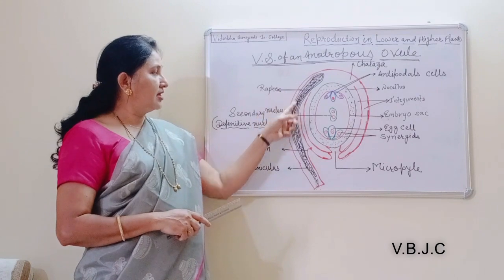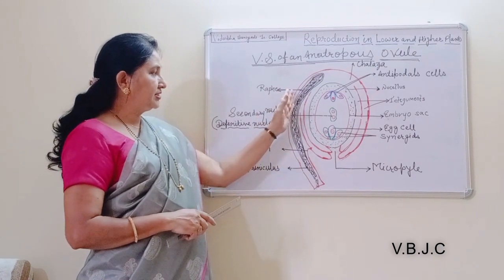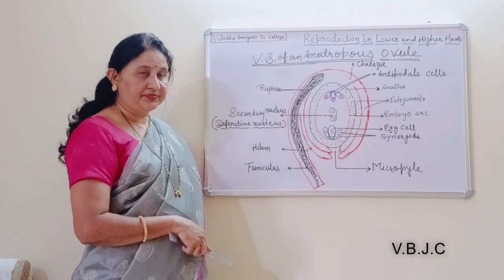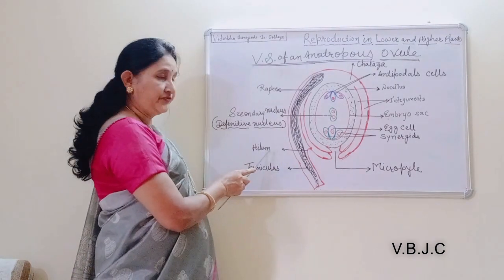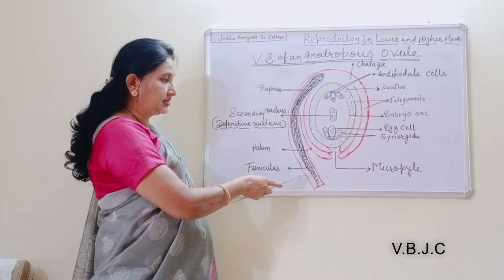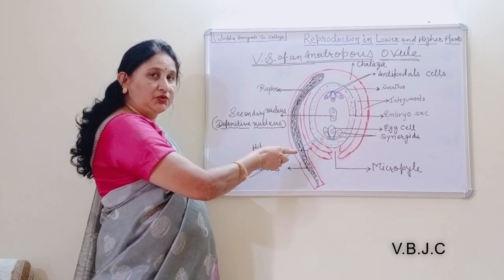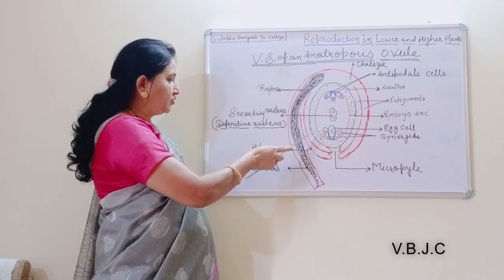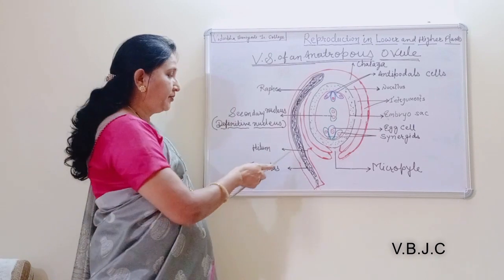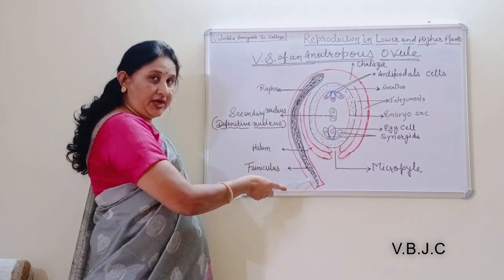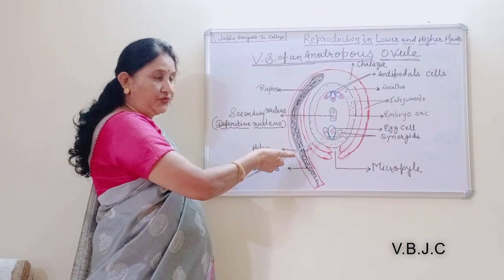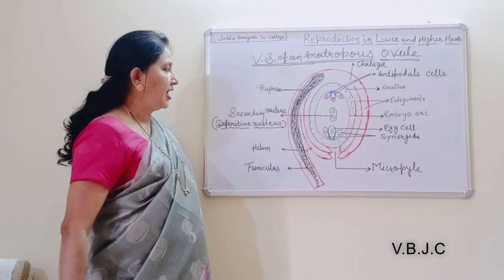So now this is the raphe. Now this point is very important, it is known as the hilum. Hilum is the point where the stalk of the ovule, the funiculus, attaches to the ovule. So that is known as the hilum. Hilum means the point where the funicle attaches to the ovule.